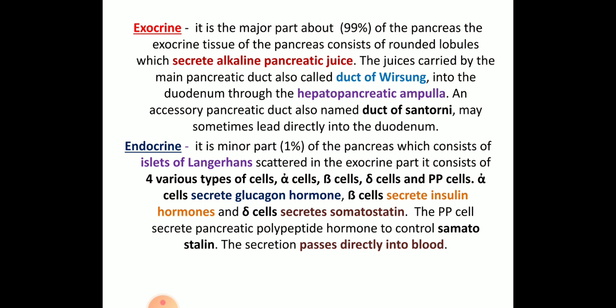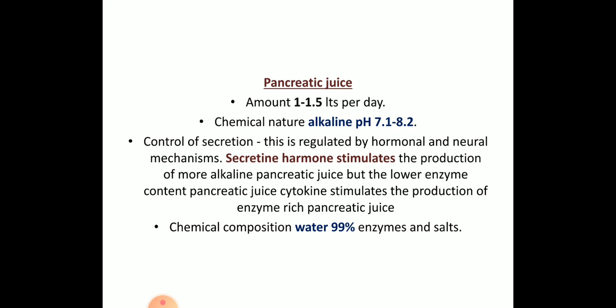Endocrine is very much important. It is the minor part, but it consists of the islets of Langerhans, which consist of 4 different types of cells: alpha, beta, delta and PP cells. The function of alpha cells is to secrete glucagon, beta cells secrete insulin, delta cells secrete somatostatin, and PP cells secrete pancreatic polypeptide hormone, which controls somatostatin. This secretion passes directly into the blood.